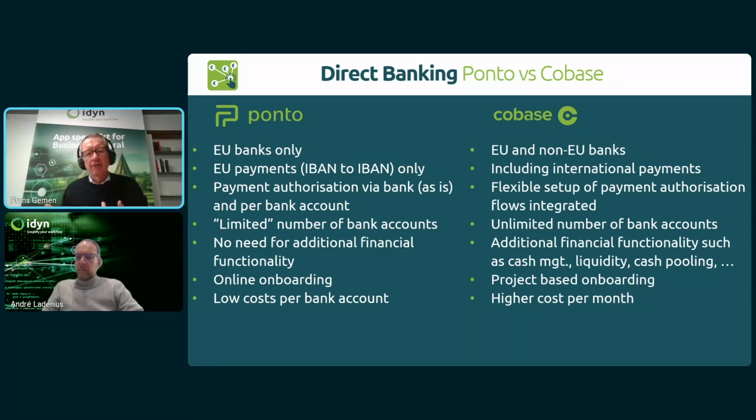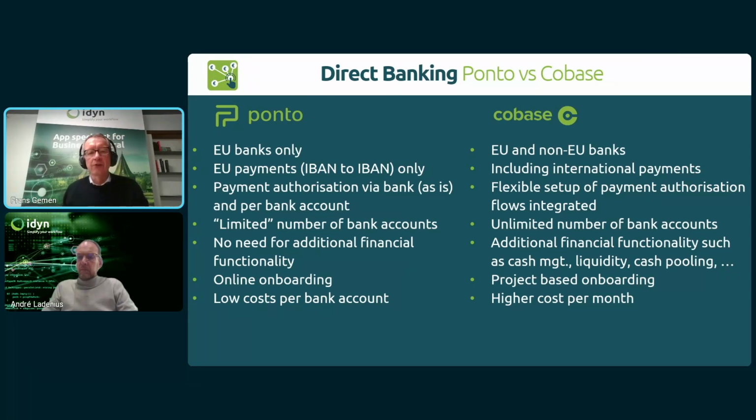So we see users here with quite a lot of bank accounts, international companies with companies spread through Europe or maybe other parts of the world, with quite a lot of banks they're doing business with. They all can be added to the Cobase portal and then managed through direct banking in Business Central. Cobase has also quite a lot of extra functionality available on the portals, such as cash management, cash pooling, liquidity forecasting, etc. It's not an online onboarding, it's really a project-based onboarding, because a lot of stuff has to be done on the Cobase side.